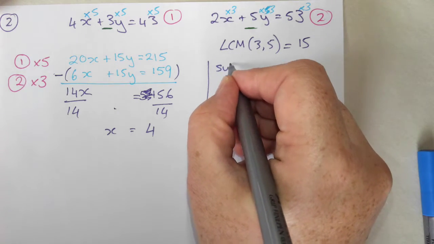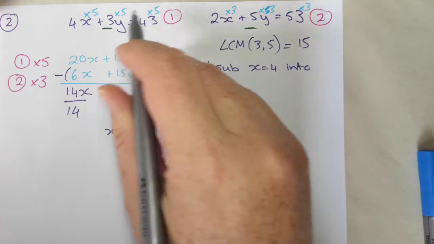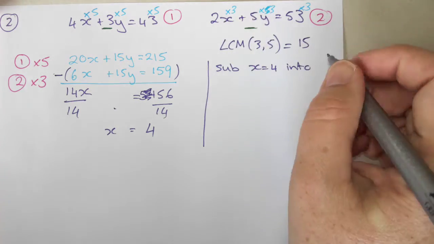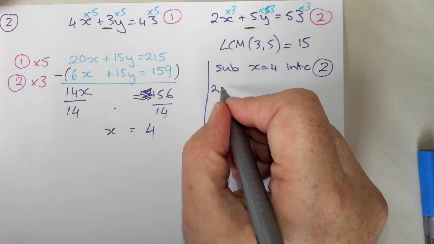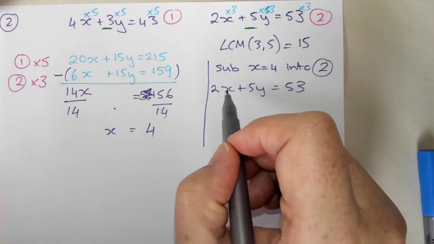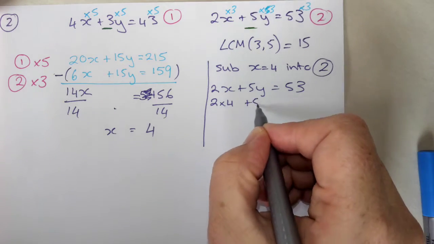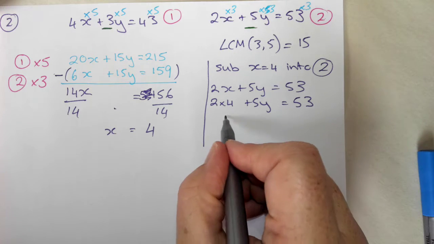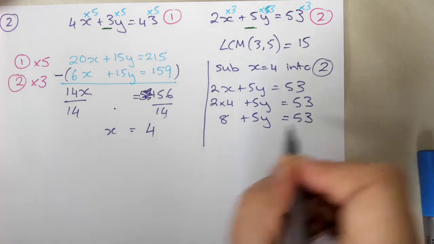So I'm going to substitute x equals 4 into, and I can choose any of these equations. I think I'm just going to substitute into equation 2 this time. So I'm going to have 2 times x plus 5y equals 53, and I'm going to substitute x equals 4. So that's going to be 2 times 4 plus 5y equals 53. So 2 times 4 is 8. 8 plus 5y equals 53.